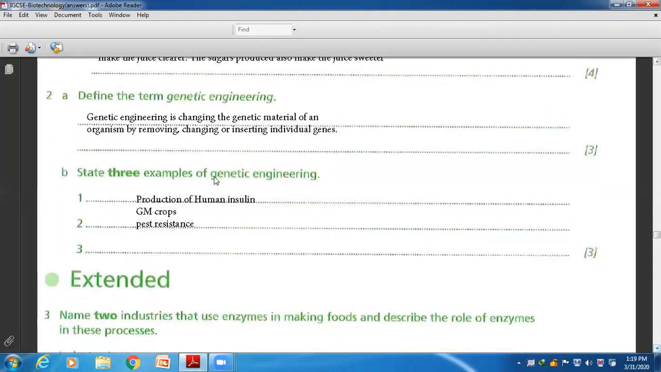Another point we have: define the term genetic engineering. Genetic engineering is changing the genetic material of an organism by removing, changing or inserting individual genes. So this is the answer to the question one of the students asked.